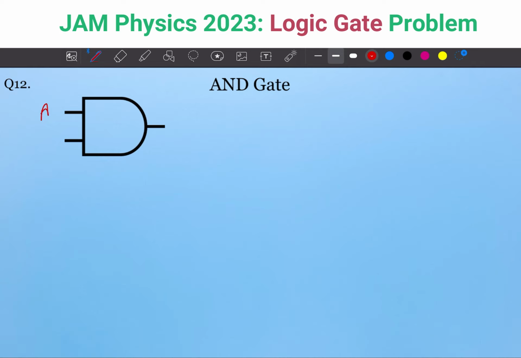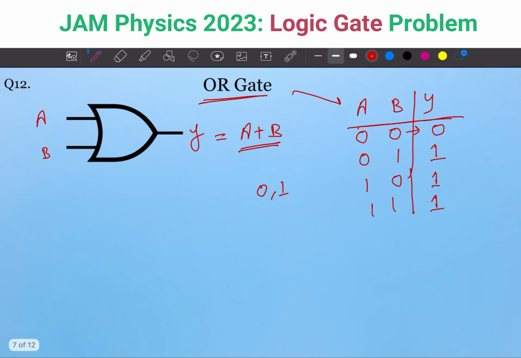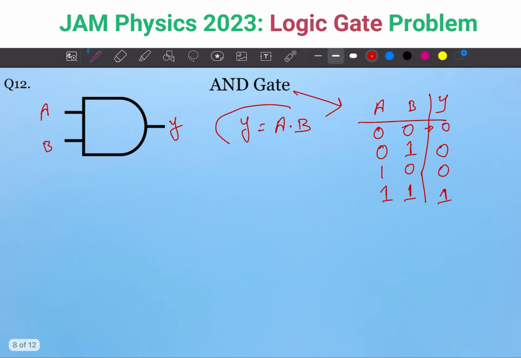If the inputs are A and B and the output is Y, then we can write Y is equal to A dot B. Here the truth table will be A, B and Y. The inputs will be 0, 0, 0, 1, 1, 0 and 1, 1, so the output will be 0, 0, 0 and 1. So this is the truth table of the AND gate and this is the truth table of the OR gate, and this is the function of the OR gate and this is the function of the AND gate.